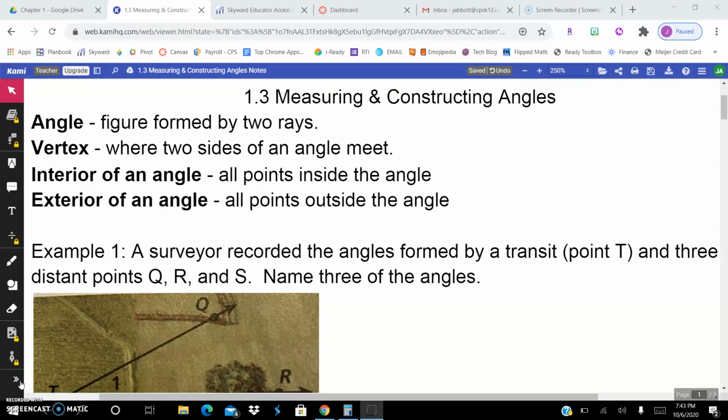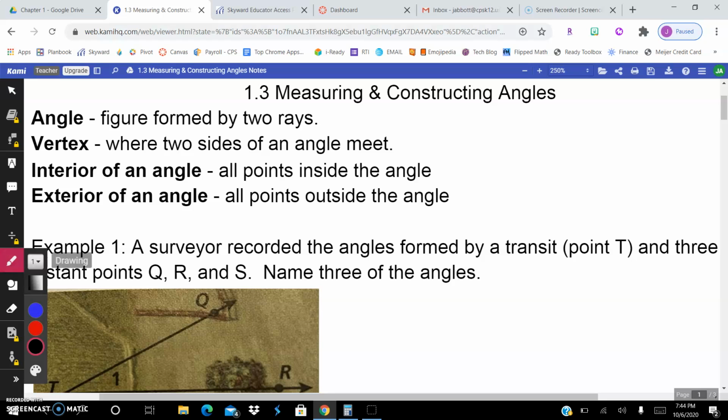Section 1.3 is on measuring and constructing angles. So we're going to start off with 4 vocab words here. The first one is angle. And an angle is formed when 2 rays connect at their endpoint.